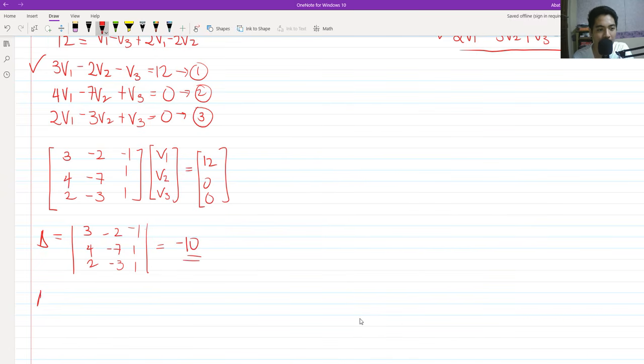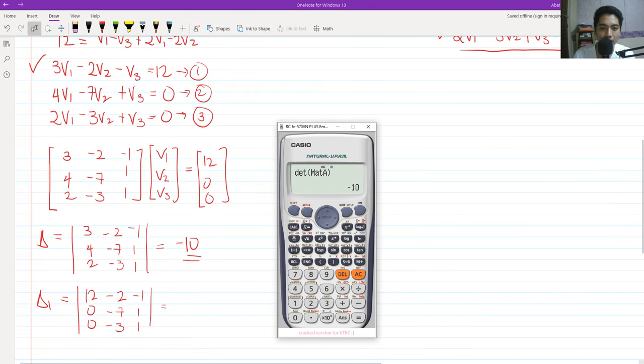Okay, and to get the V sub 1, simply replace the first column with the constant and get the determinant. So we have 12, 0, 0. Then we have negative 2, negative 7, negative 3, negative 1, 1, 1. So if we get the determinant of that using our calculator, we have shift matrix, dimension, matrix A. So we have only replaced this first column. So we have 12.